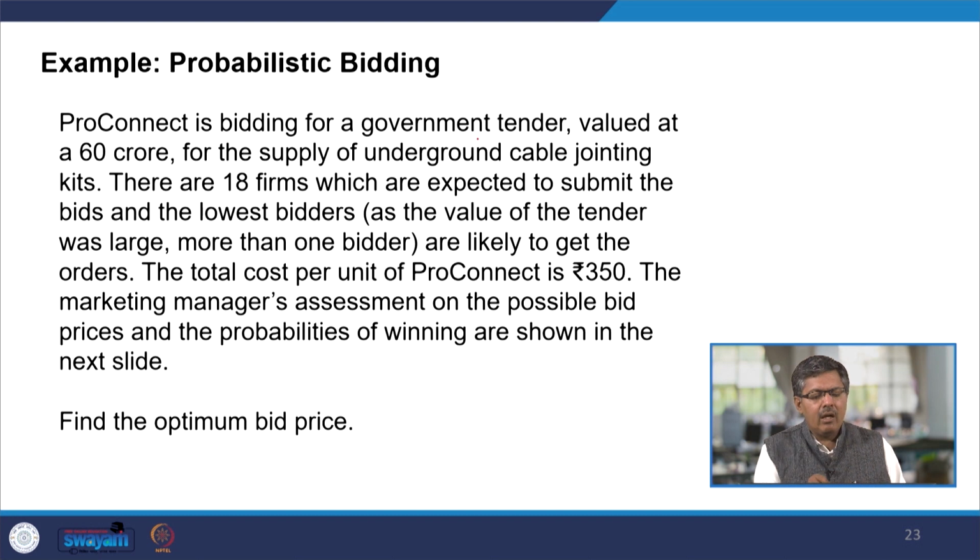ProConnect is bidding for a government tender valued at 60 crore for the supply of underground cable connecting kits, jointing kits. 18 firms are expected to submit their bids, and the lowest bidders, as the value of the tender was large, are likely to get the orders. Okay, fine. The total cost per unit of ProConnect is 350. The marketing manager's assessment on the possible bid prices and the probabilities is given in the next slide.